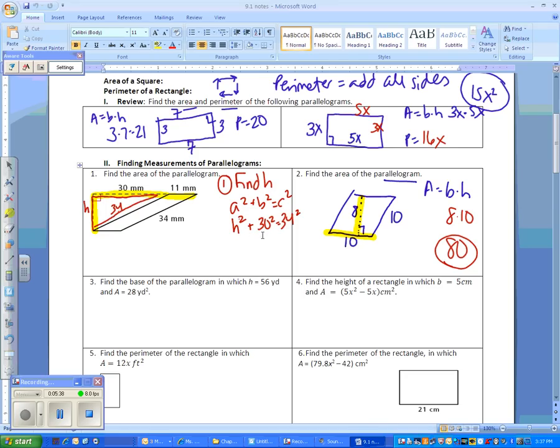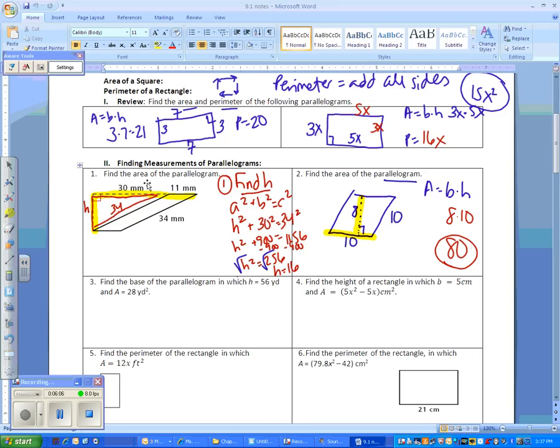So you do your math. 30 squared is 900. 34 squared is, I think, 1,156. And we have h squared. We're going to have to subtract 900. And then we have h squared equals 256. And then to get h by itself, we have to square root. And we get h equals 16. All right, and again, the first thing we did was we just solved for h.